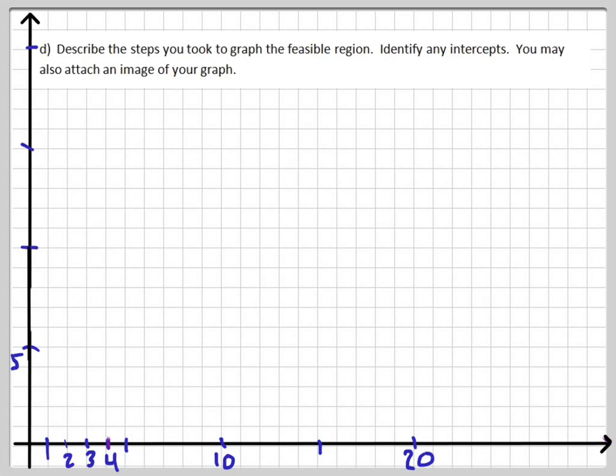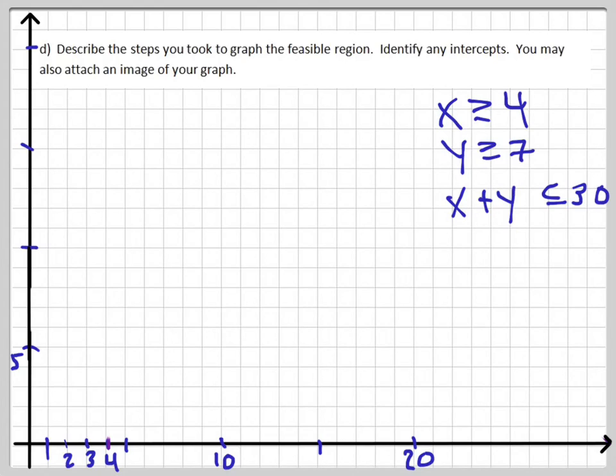So now I have 3 constraints to graph, and I'll go through the steps in graphing this, and then you could either describe these steps on your own or just submit an image of what your graph would look like. So we have X greater than or equal to 4, Y greater than or equal to 7, and X plus Y must be less than or equal to 30.